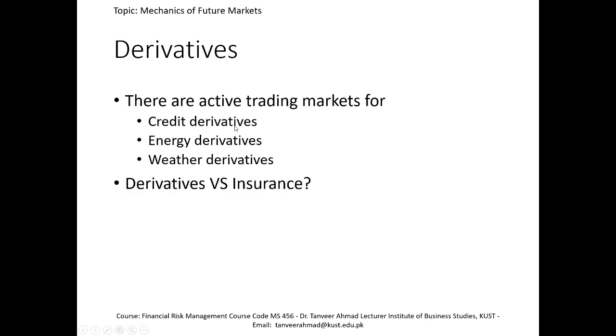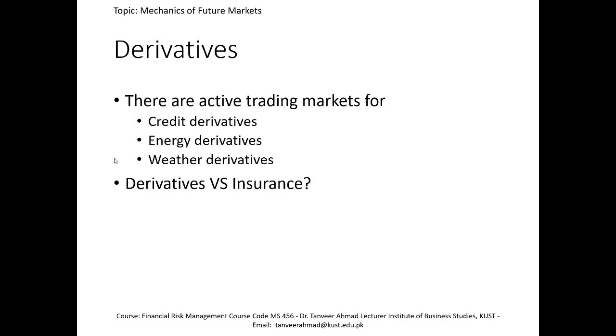So there are different markets. There is the credit derivative market, the energy derivatives market, and the weather derivative market. So there are a lot of derivative markets around. But we want to discuss the difference between derivatives and insurance. Remember, we said in the earlier slide that derivatives are used to minimize the risk of a firm. So is insurance used for the same matter? What is the difference between derivative and insurance?